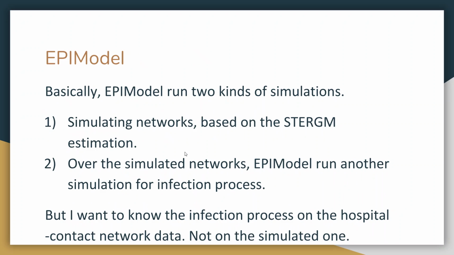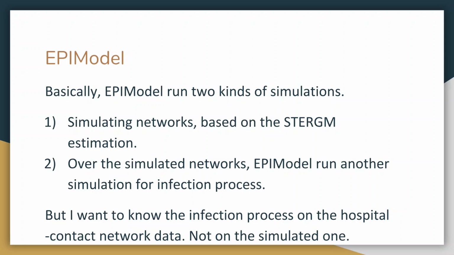Let me see. Yeah, EPI model. Basically, EPI model runs two kinds of simulations. The first one is simulating networks based on the STERGM estimation. From the STERGM estimation, EPI model simulates networks. And the second one, over the simulated networks, EPI model runs another simulation for the infection or epidemic process. So there are two different simulations in the EPI model.